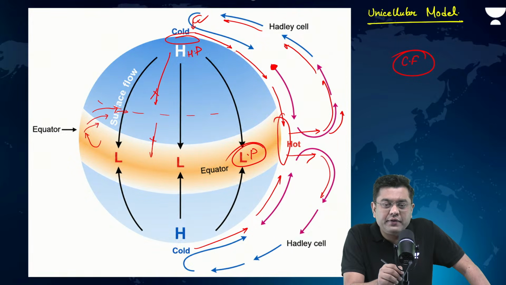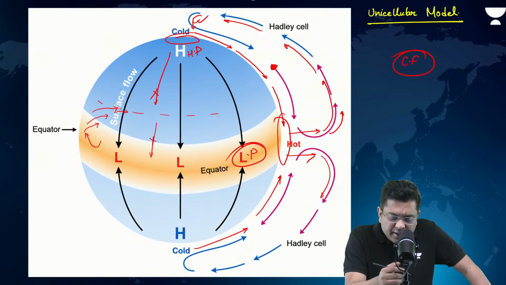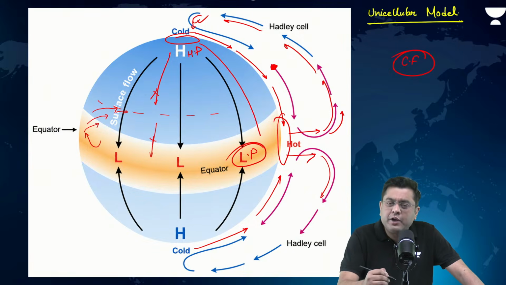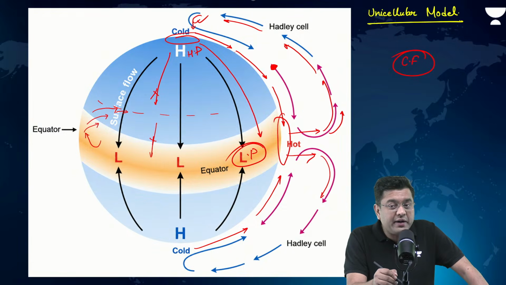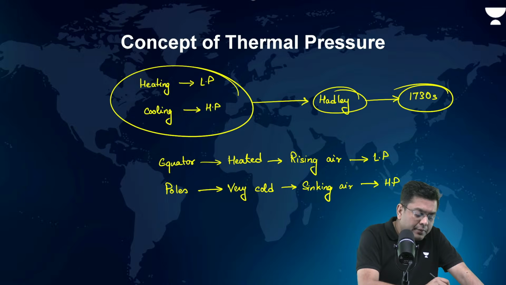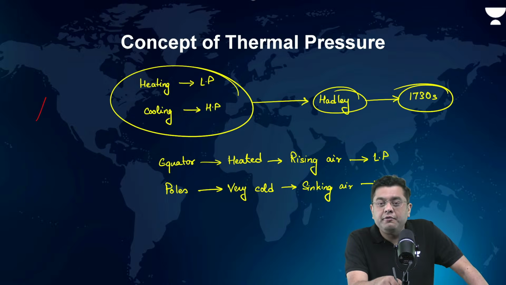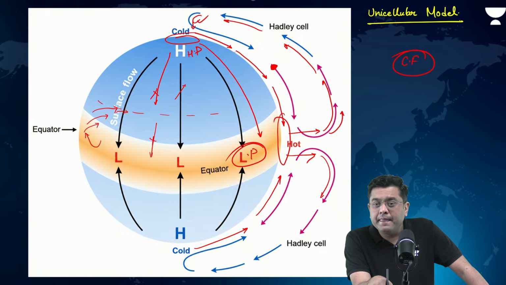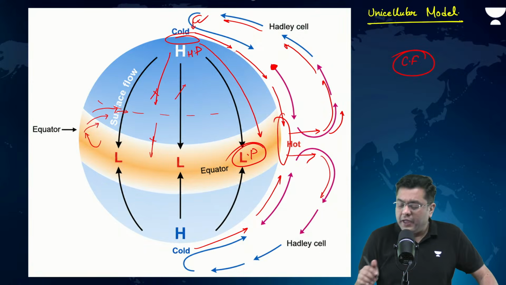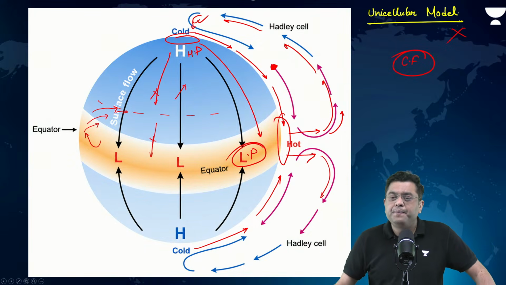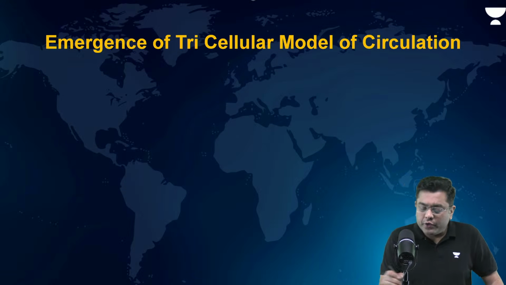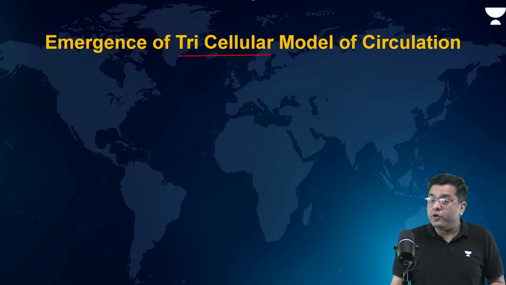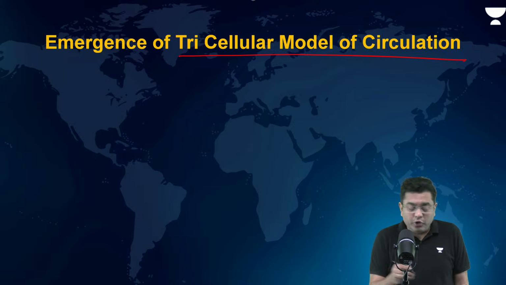And some of the sailors also said that, as per Hadley, surface wind is always moving from the equator to the poles. But some of the sailors said that, look, when we are moving across these areas, we are experiencing a wind towards the poles. How come we are experiencing a wind in between towards the poles? So, based on these criticisms, the unicellular model was rejected. And what shaped out of it was known as the tricellular model of circulation. So, what is this tricellular model of circulation?